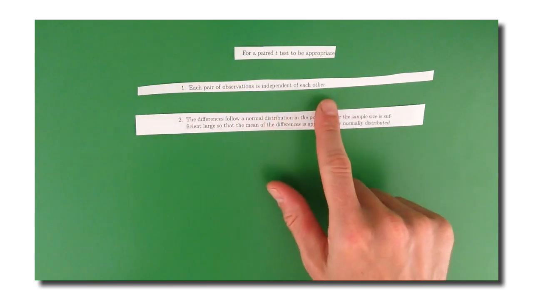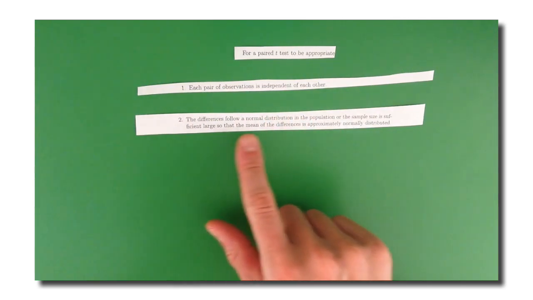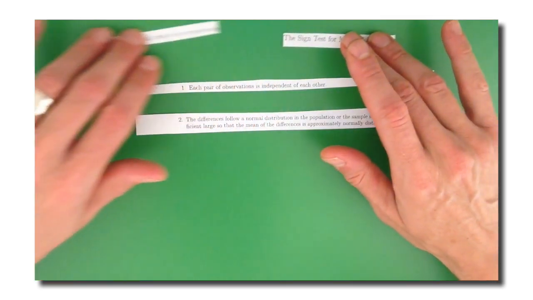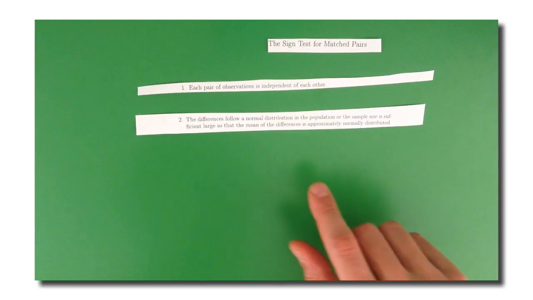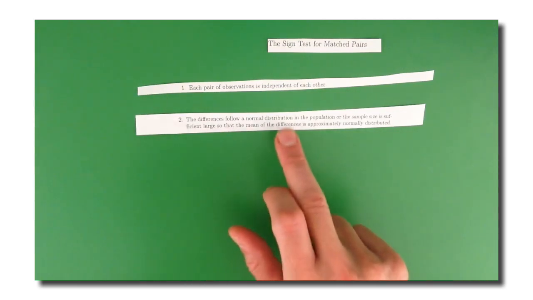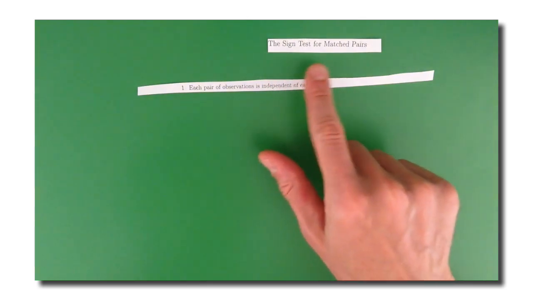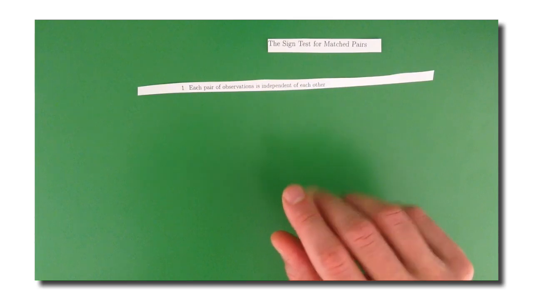In a paired t-test, we require that each pair of observations is independent of each other and that the differences follow a normal distribution. But for the sign test for matched pairs, we don't require that the differences follow a normal distribution. We only require that each pair of observations is independent of each other. The sign test for matched pairs is an example of a nonparametric test.